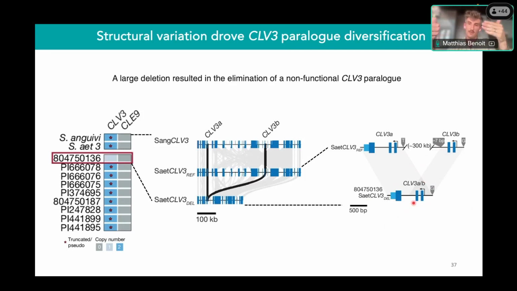So imagine that you have the clavata3A copy, the clavata3B copy. This deletion that encompasses the two of them ended up bringing them together in a single fused copy that is functional. All right, so that was a very surprising genomic finding, but it really seems that in this accession, there is one functional clavata3 copy that is derived from the fusion of the two ancestral ones. So here, we basically have the reverse of a gene duplication. You have those two genes that end up being merged in a single functional one at the end of the day.